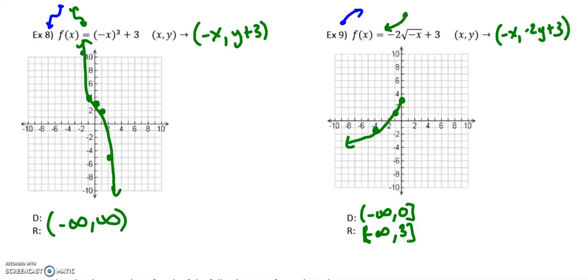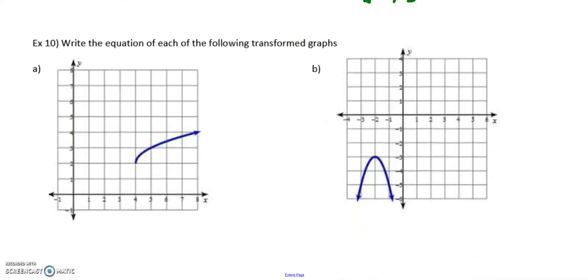So there's my transformed graphs. Again, I didn't show the parent points and how they were transformed, but you can see where they end up on those graphs. Last but not least, writing the function. First thing is to identify what function family we're in. So for the first one, we're in a square root. For the second one, we're in a quadratic. That's going to tell us what form we're working in.